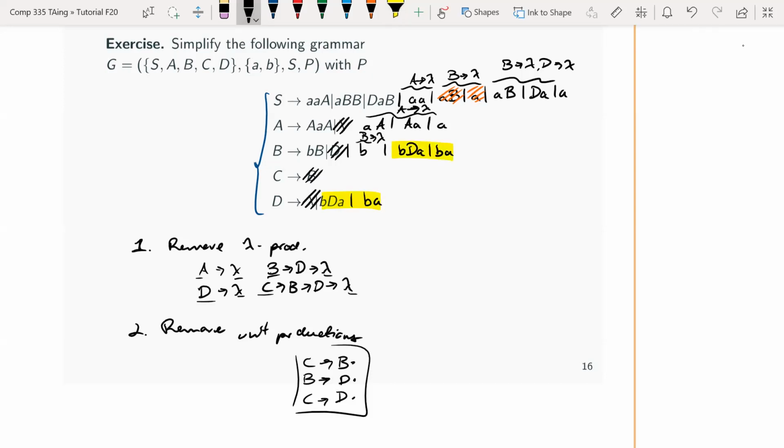And then for C, I'm going to add the production rules for B and for D. Okay, so I'm going to add the production rules for B. So be careful not to recopy this. I'm only adding the original production rules for B, which is B, B, B, and the original production rules for D, which is BDA, B. Okay.